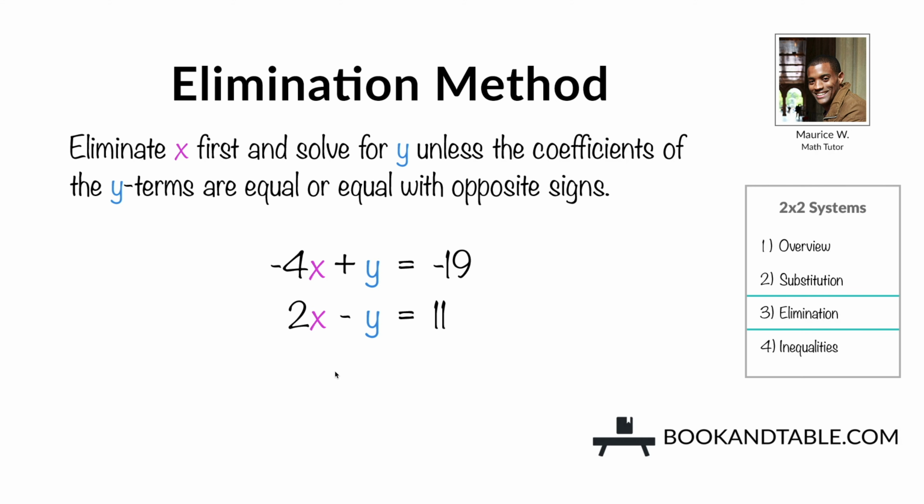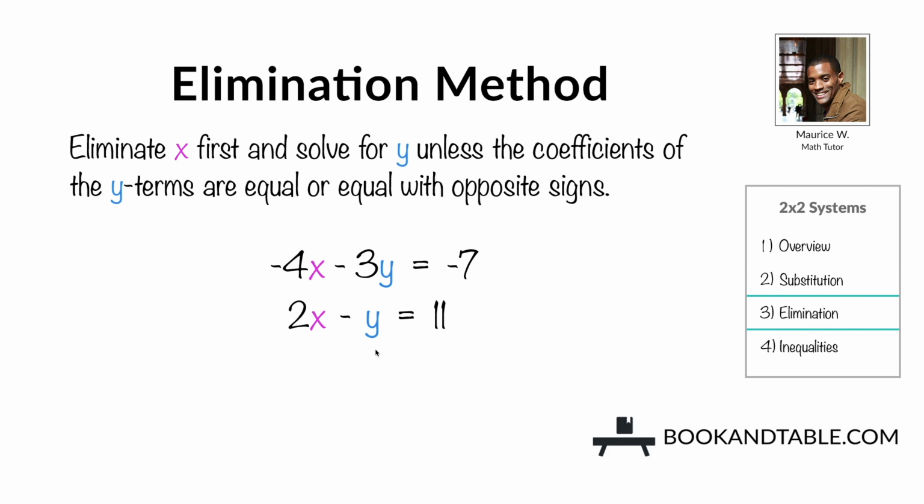What we'll want to do is eliminate x first and solve for y, unless the coefficients of the y terms are equal or equal with opposite signs. So in this case, if you were given this 2 by 2 system, negative 4x plus y is equal to negative 19, and 2x minus y is equal to 11, rather than multiply this equation times 2 so that we can cancel out our x's, we can skip that step since the coefficients of our y's are equal with opposite signs, positive 1 and negative 1. So we can eliminate the y's by adding these equations. So in this case, you would eliminate y first.